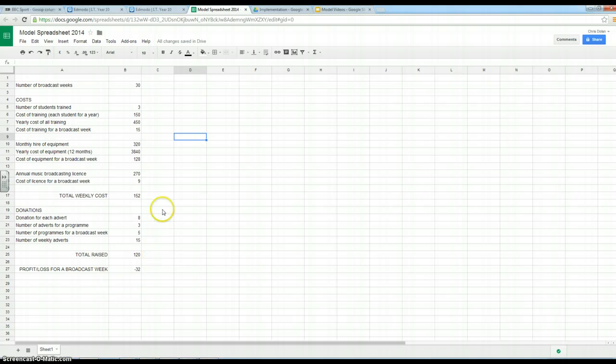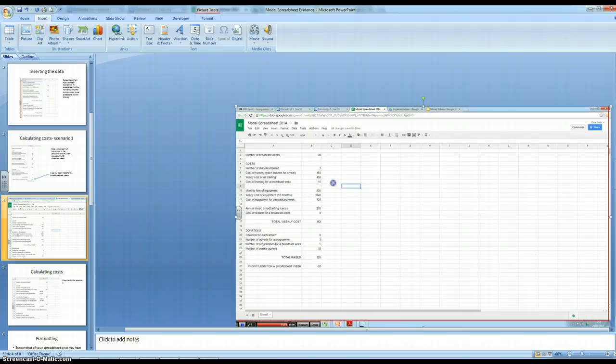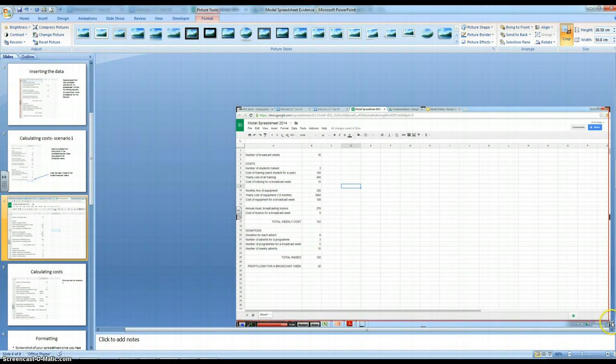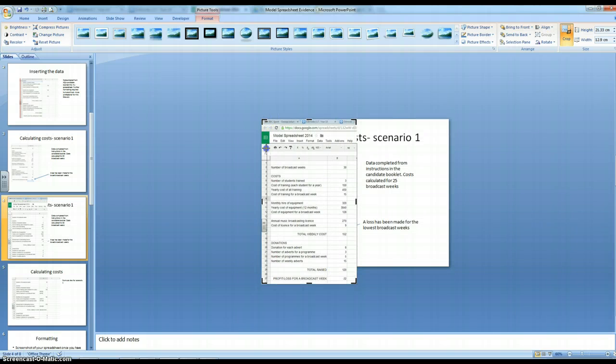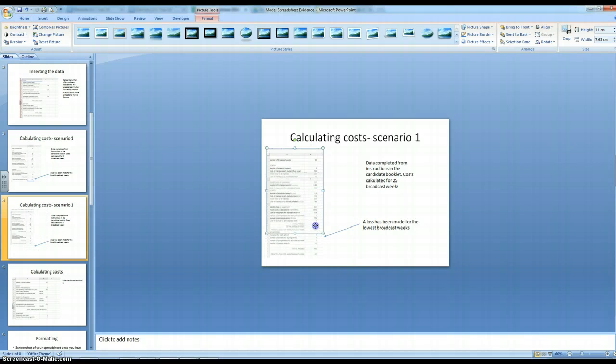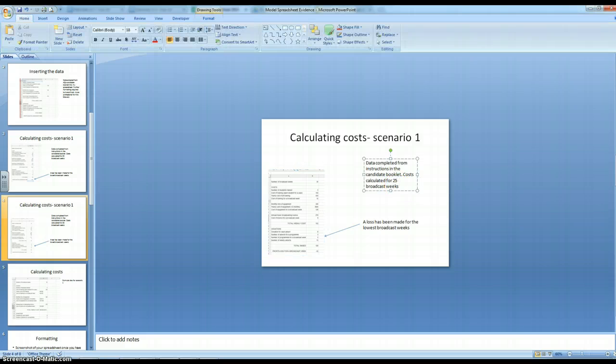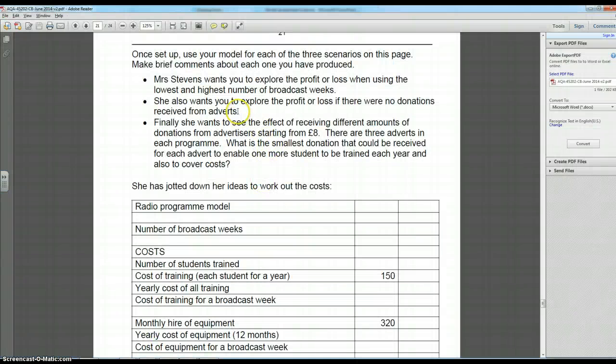So we'll get another screenshot of that, paste it into there, crop it, and put that in there. Change this to say 30 weeks. And say a loss has been made for the highest broadcast weeks. A loss has also been made for the highest weeks. And so that covers everything for scenario 1.